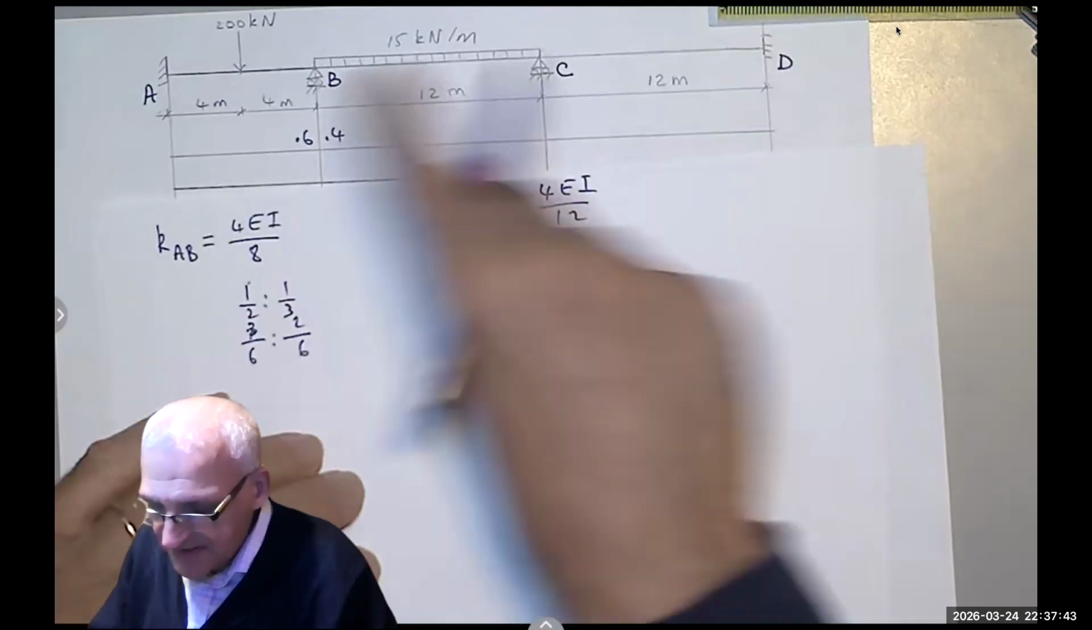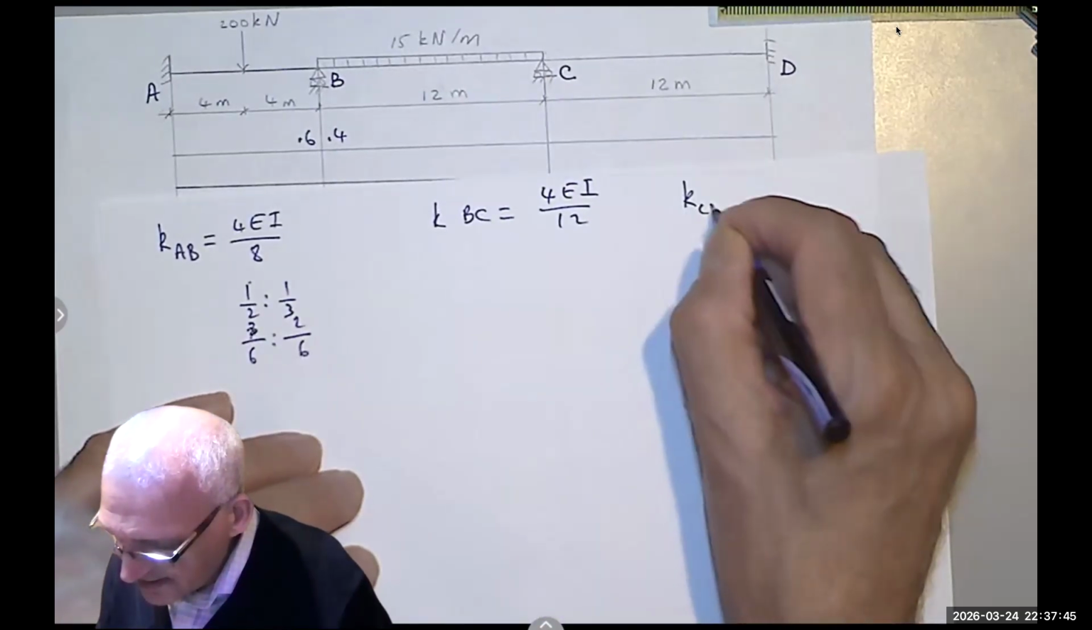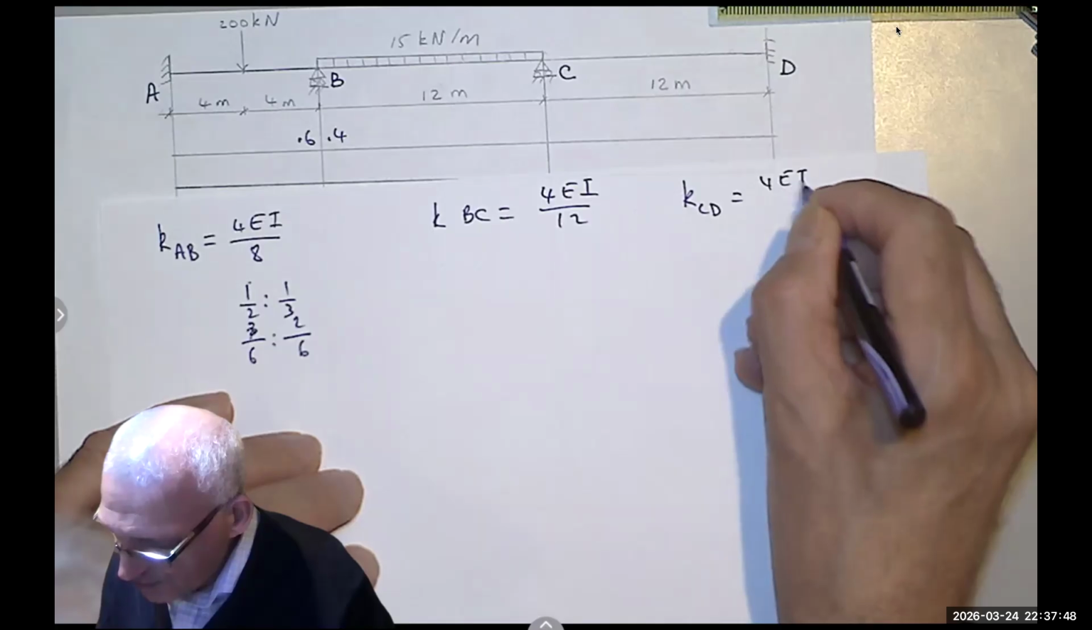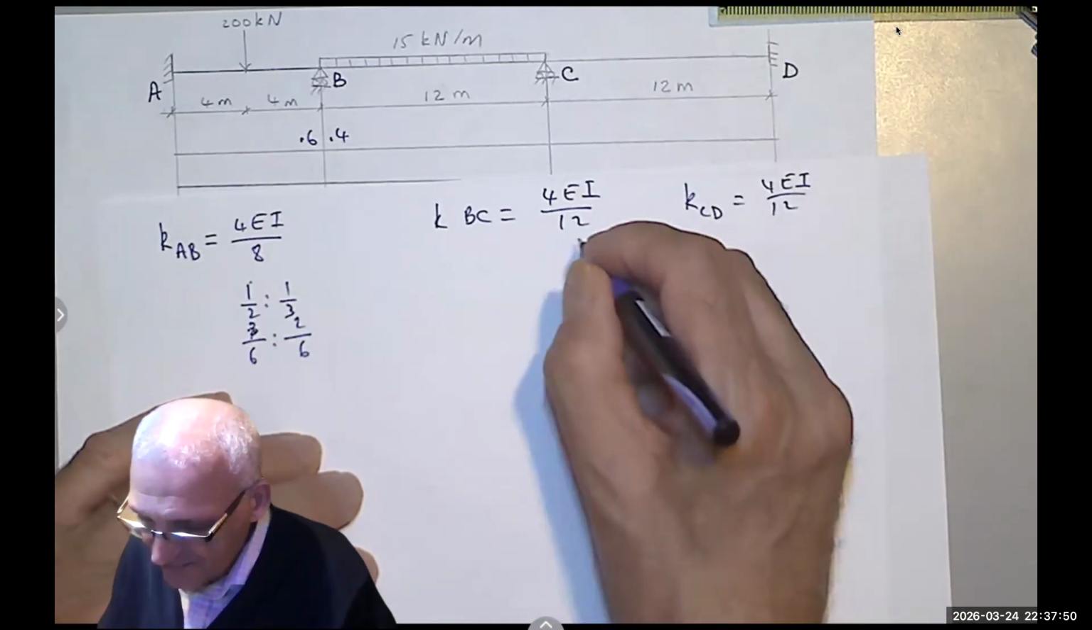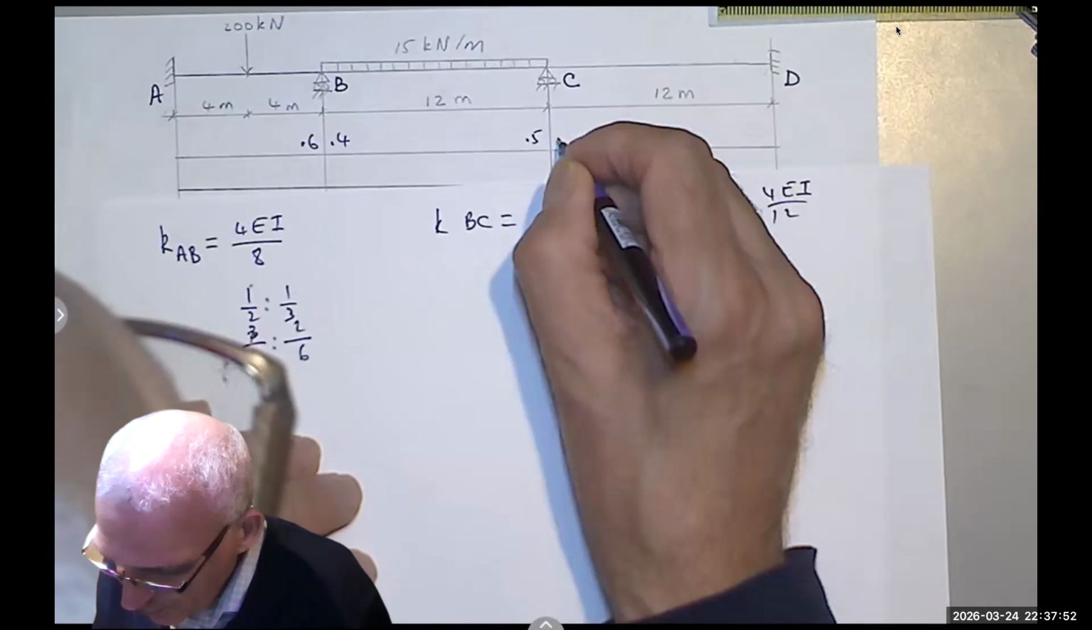Now I know BC, so how about KCD? It's 4EI over 12. They are the same, so it's 50-50, 0.5, 0.5.